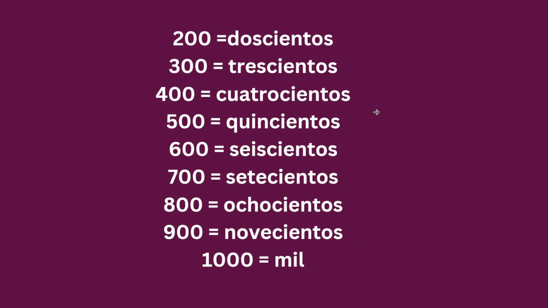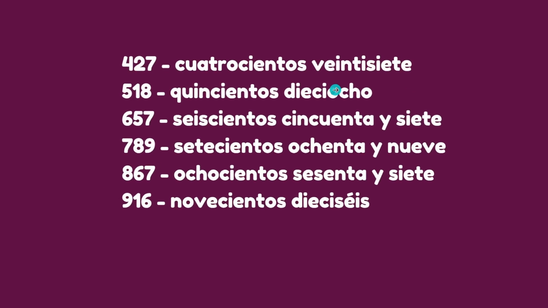Now looking at big numbers such as 200, 300, 400, 500, 600, 700, 800, 900 or 1000, how do we say them? For 200 we say doscientos. For 300, trescientos. For 400, cuatrocientos. 500, quinientos. 600, seiscientos. 700, setecientos. 800, ochocientos. 900, novecientos. And for 1000, mil.